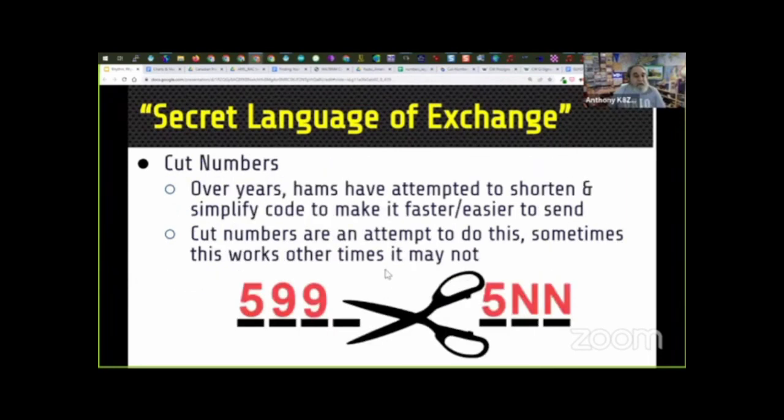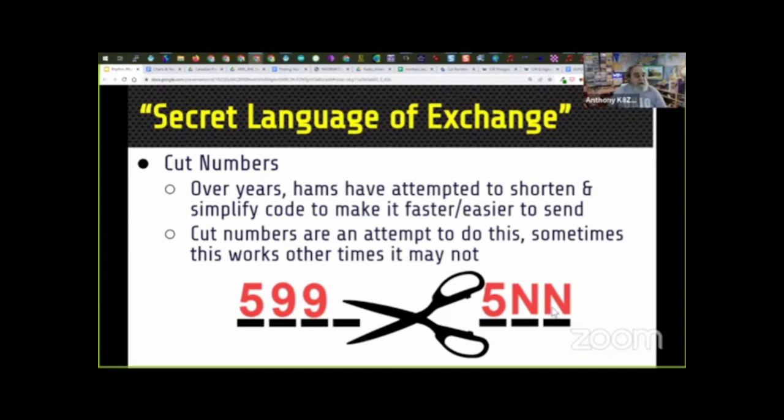So let's talk about cut numbers first. Over the years, even before there were radios and they were just using wire telegraphy, it was very common to want to be able to send the least number of elements possible. And with numbers, hams have taken certain numbers and abbreviated them with letters. So the 599 typical contest exchange is almost never sent that way in a CW contest. They will send 5NN, where the N represents a 9.